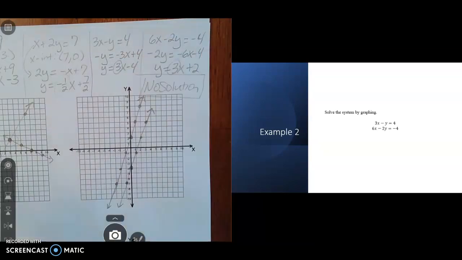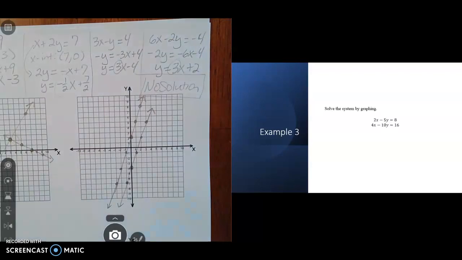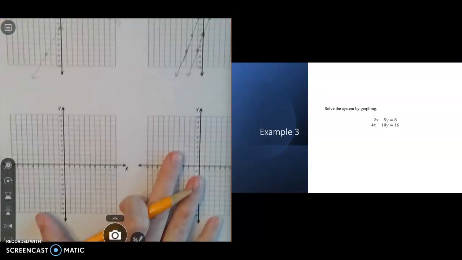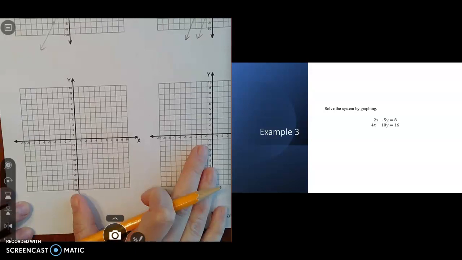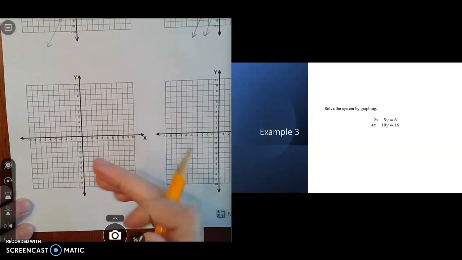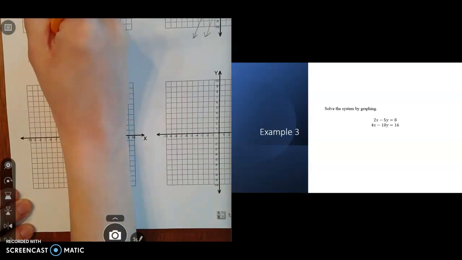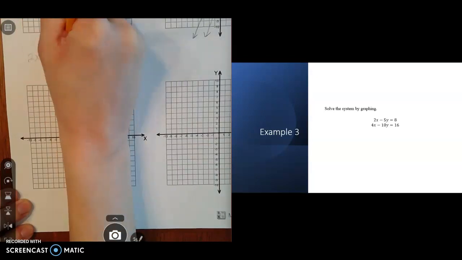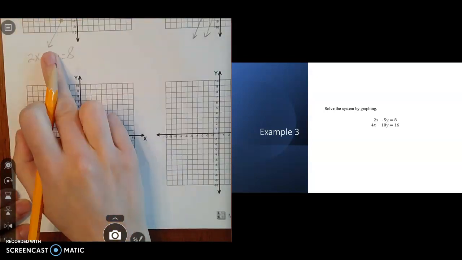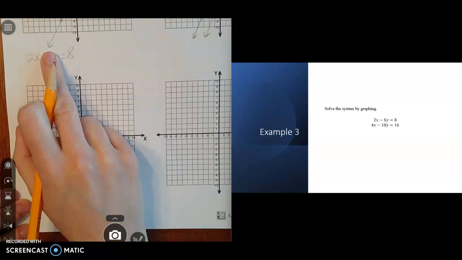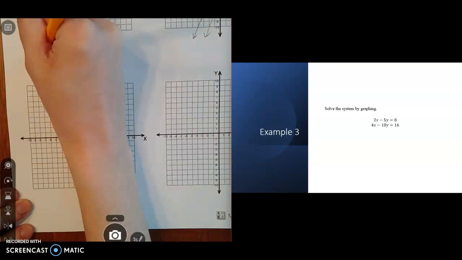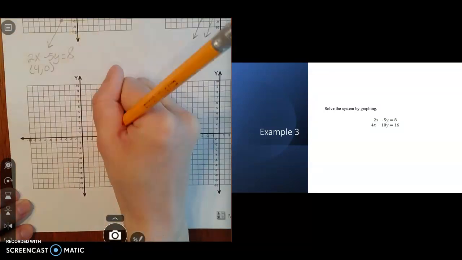Okay. Let's try another one. Example 3. Solve the system by graphing. My first equation that I have is 2x minus 5y equals 8. And let's see, I've got a nice x-intercept. So 8 divided by 2, I would have an x-intercept of 4. So I could plot the point 4, 0 pretty nicely.